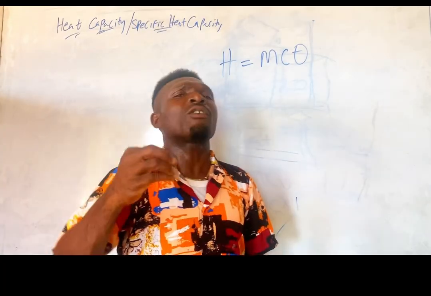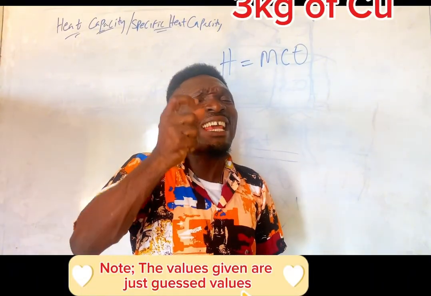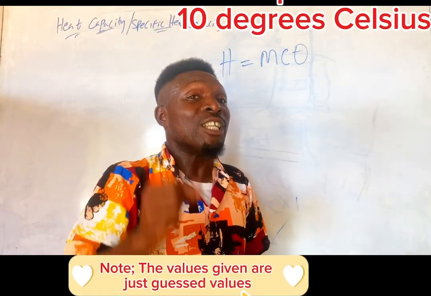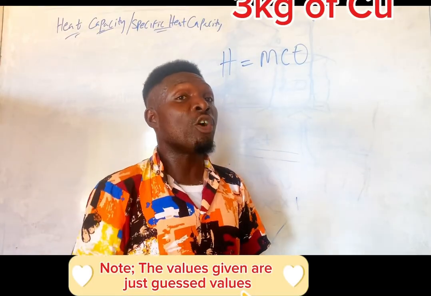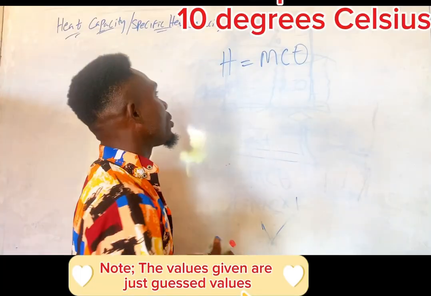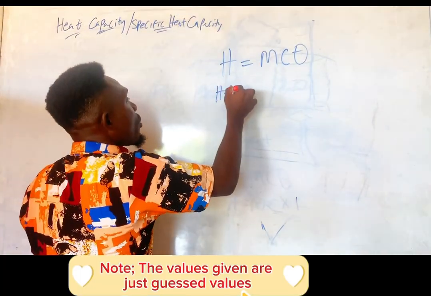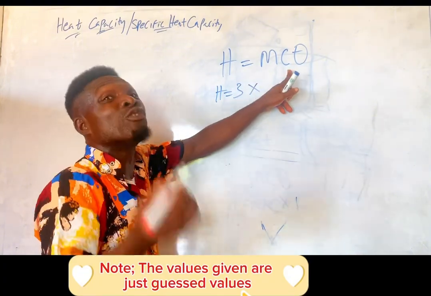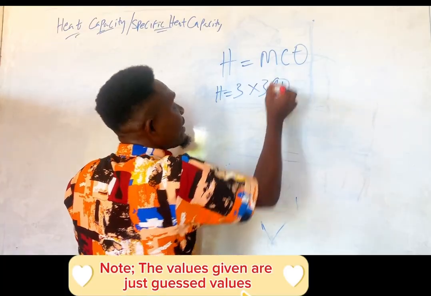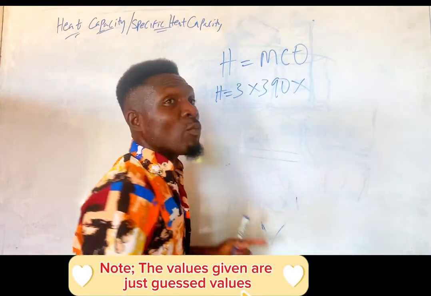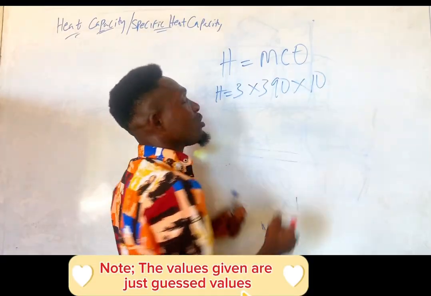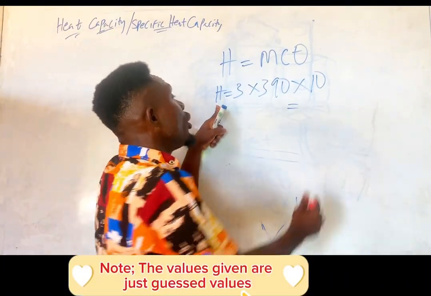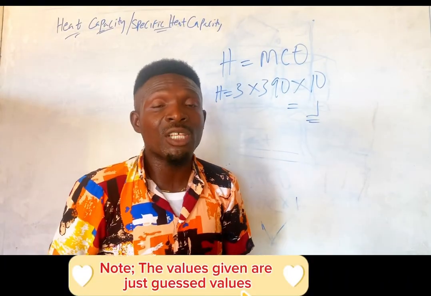Let's take, for instance, calculate the quantity of heat required to raise 3 kilograms of copper by 10 degrees Celsius. We'll now say the heat equals to the mass. What is the mass? 3 kilograms. And what is the specific heat capacity? It will be given to you. Most times you see 390, which it will give to you, times what was the temperature change? 10 degrees Celsius. And all you have to do is to press your this times this and this, and that is your answer. Don't forget, your units must be in joules because heat is measured in joules.